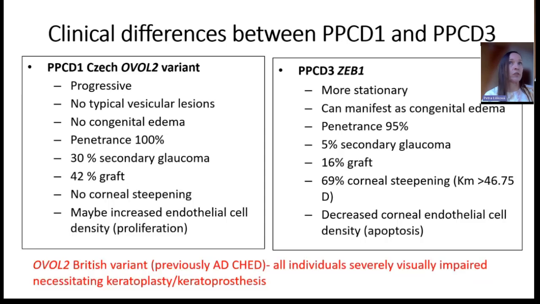In PPCD3, I already mentioned that there are cases that carry the disease-causing mutation but do not show any signs of the disease until they're old. We had one 70-year-old case, and she did not have any corneal changes. When we perform specular microscopy, we've observed decreased corneal endothelial cell density usually in PPCD3, so there is apoptosis, but in PPCD1 we occasionally observe really increased endothelial cell density, telling us that the proliferation is probably higher than in ZEB1, if it occurs at all in ZEB1.